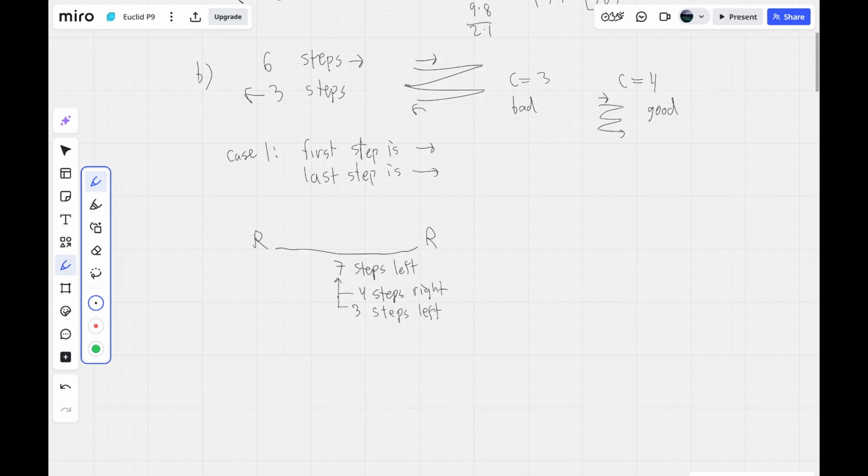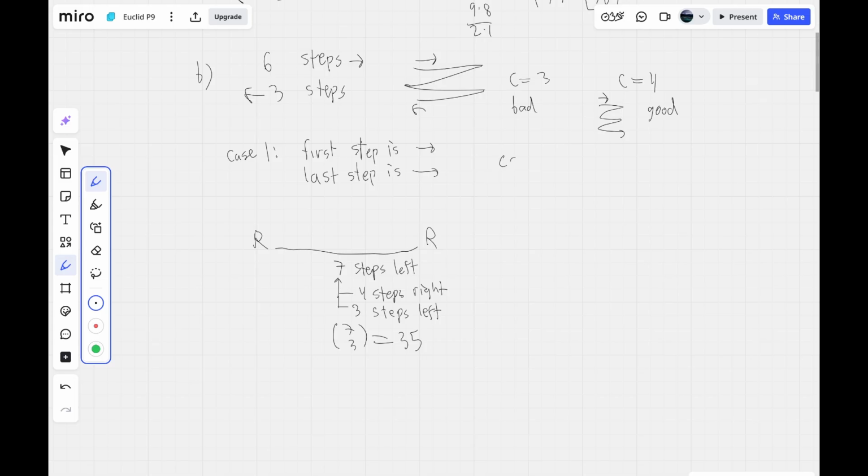And to compute the total for this case, that's just the same thing as the last part, right? There are a total of 7 steps. Of the 7, 3 can be to the left and the remaining 4 to the right, or 4 of the 7 are to the right and the remaining 3 are to the left. So it's either 7 choose 3 or 7 choose 4. Both give the same value of 35.